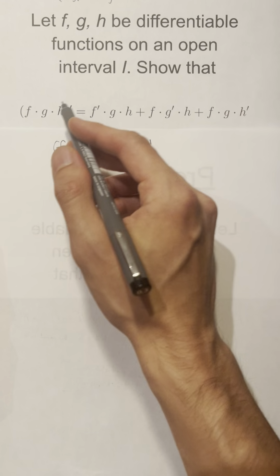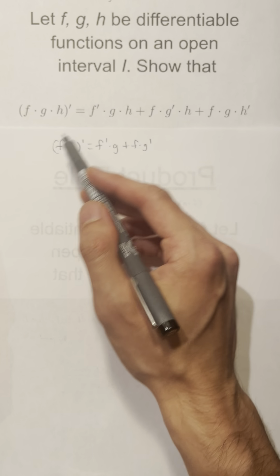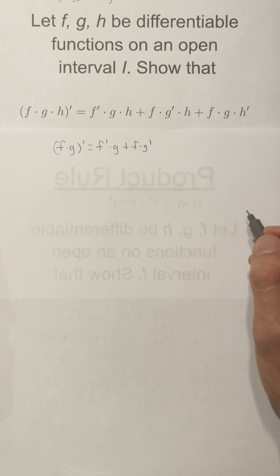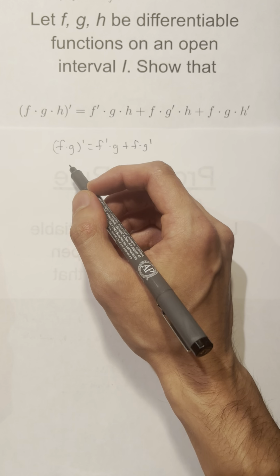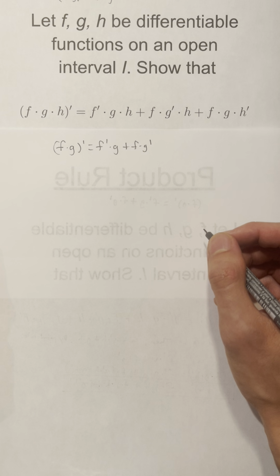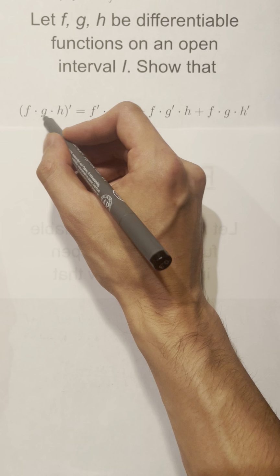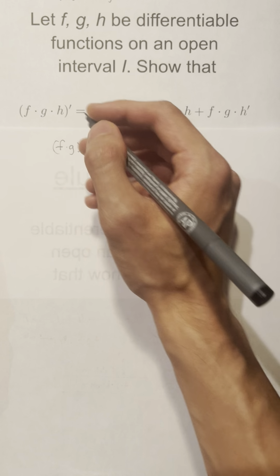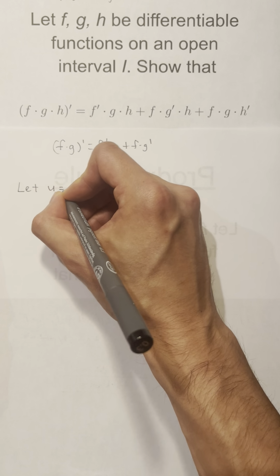So how do I go from here to here? Well, what's the difference between these two equations? The first one has 3 functions. So we need to go from 3 functions down to 2 functions. How do we do that? We can do that by making a substitution. So I'm going to treat this as a single function. I'm going to let function u be equal to function g times h.